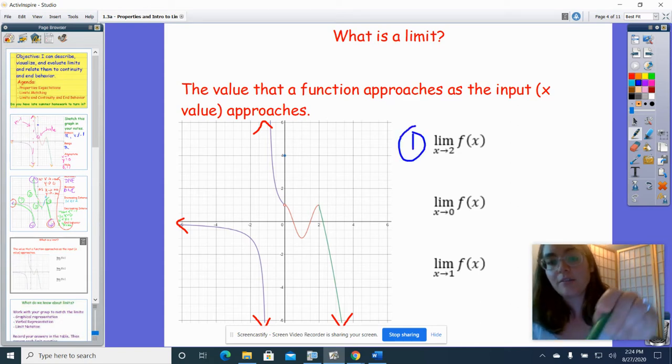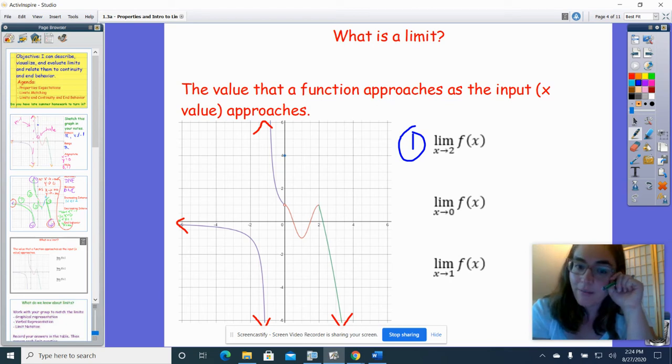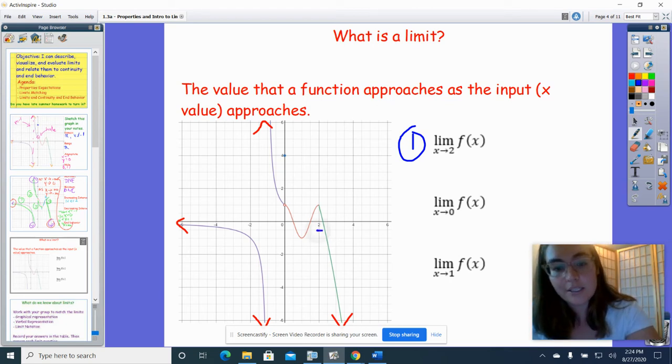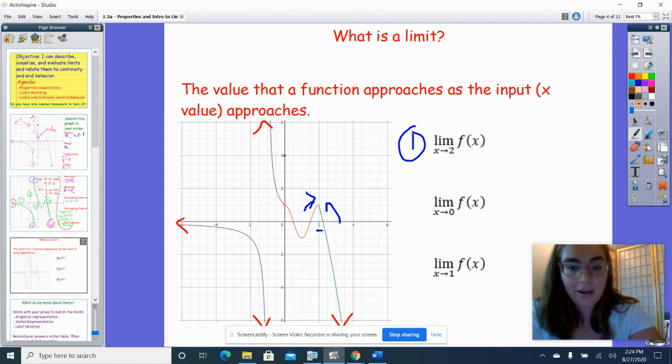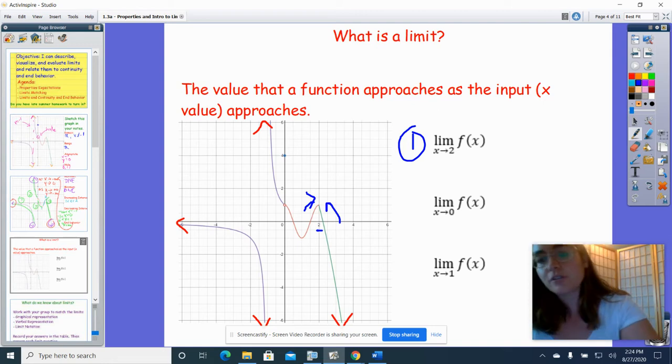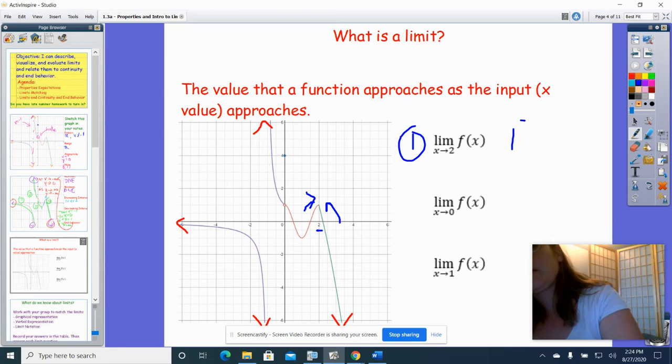this first question, the limit as x approaches 2 of f of x. So here is where x is 2. And you can see that from the left and from the right, the y values are getting closer and closer to 1, right?